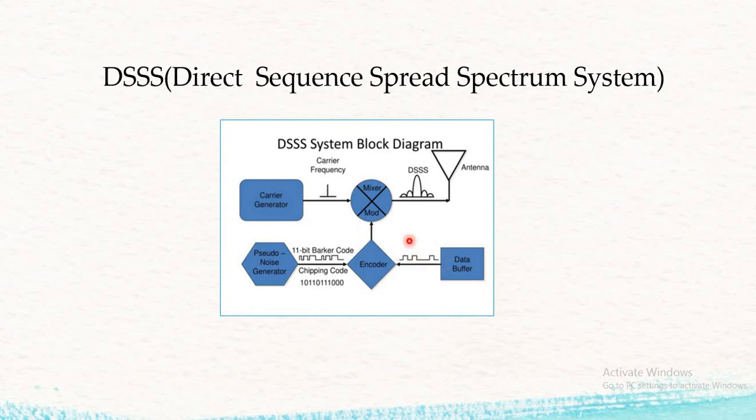Now initially, just take an example, the frequency of the PN sequence is greater than that of your input data. As the frequency is greater, the time period is less. So for one particular period of the input data, we have multiple bits of the PN sequence, and these two signals are multiplied at the encoder, and after that it is mixed with the carrier. The modulation technique basically used here is BPSK, binary phase shift keying. Whenever the data changes from 1 to 0 or 0 to 1, we get a phase shift, and that signal is nothing but the DSSS signal which is given to the antenna. In this way the DSSS system block diagram works.